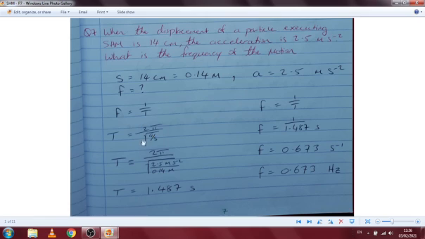So 2 pi over omega, where omega is the square root of A over S. So I can substitute in my figures. I have an A, I have an S, so I substitute in those and I get my period. So I know what the period is. It's 1.487 seconds. That will then give me the information I need to use this. So F is equal to 1 over T. I substitute that figure in. So my frequency is 0.673 per second, and a per second is a hertz.